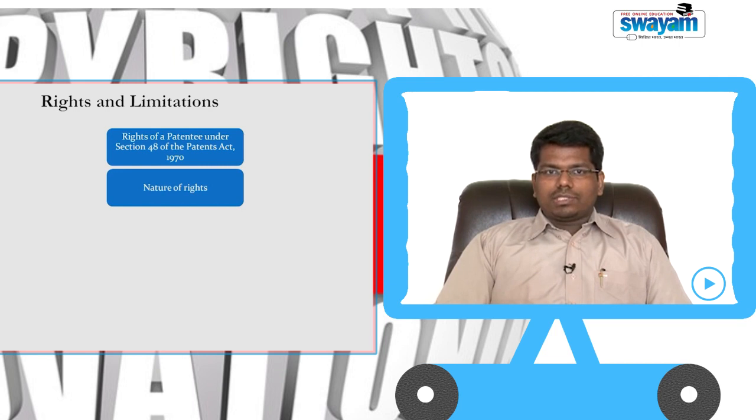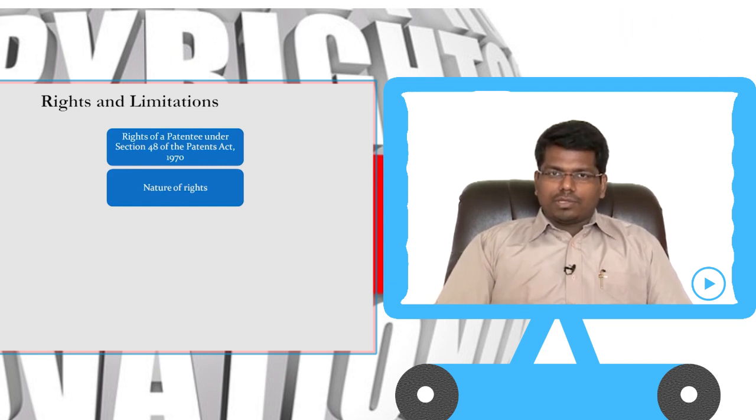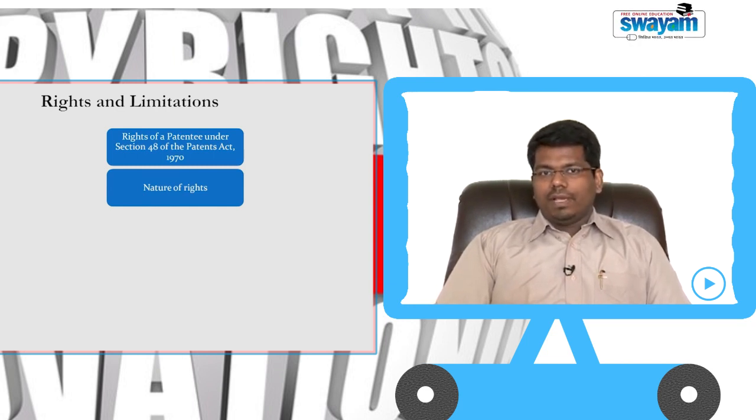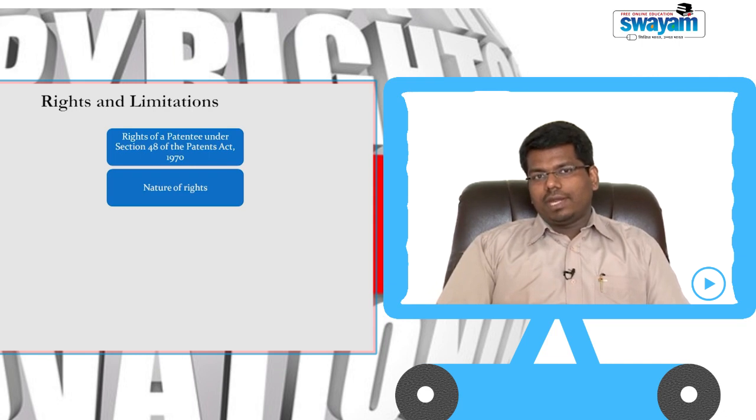In stark contrast to the standard notion of property, this is not a positive right which is meant to bestow upon the patentee the right to practice something. It is the right to exclude third parties. This is the nature of rights under section 48.